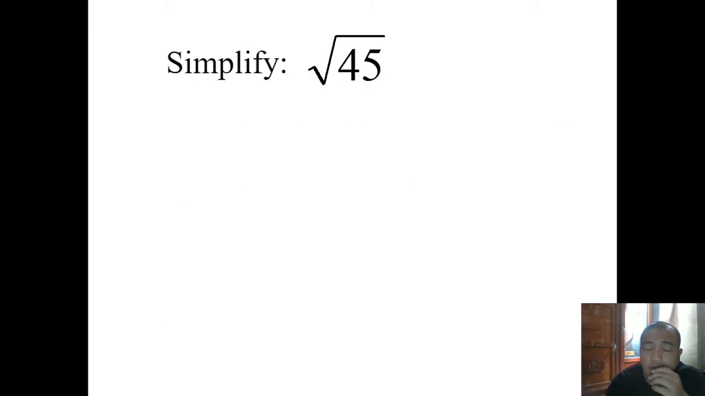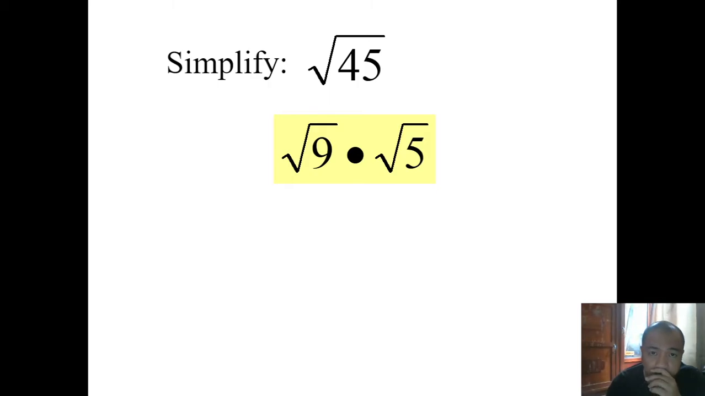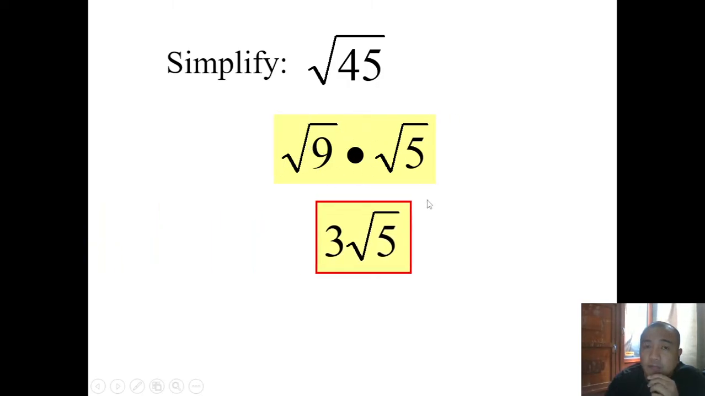So let us simplify square root of 45. Square root of 45 can be written as square root of 9 times square root of 5. We're going to choose one of the factors of 45 that is actually a perfect square. So we have 9, and the square root of 9 is 3. So the answer is 3 square root of 5. So that is how we simplify radicals. Square root of 45 is 3 square root of 5.